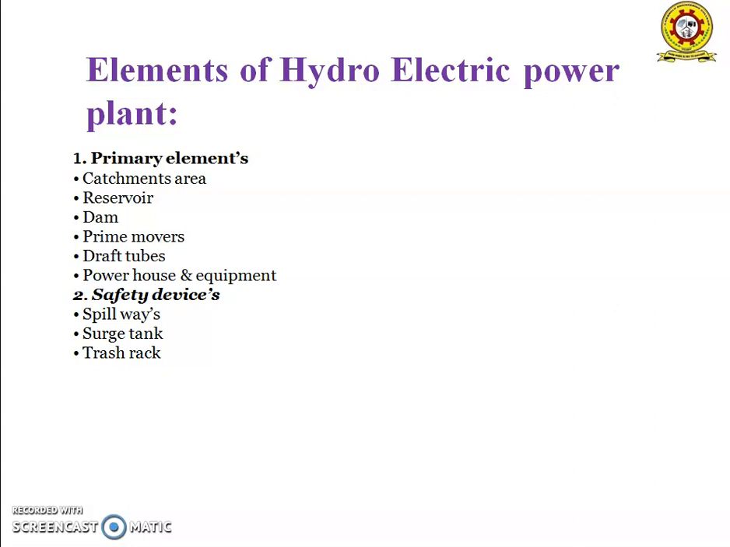Elements of hydroelectric power plants. There are two types of elements: primary elements and safety devices. In primary elements: catchment area, reservoir, dam, prime movers, draft tubes, powerhouse and equipment. And in safety devices: spillways, surge tank, trash rack.